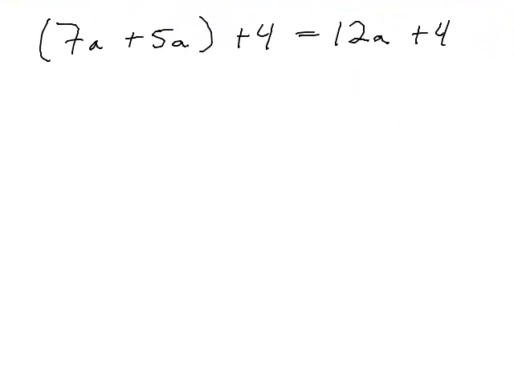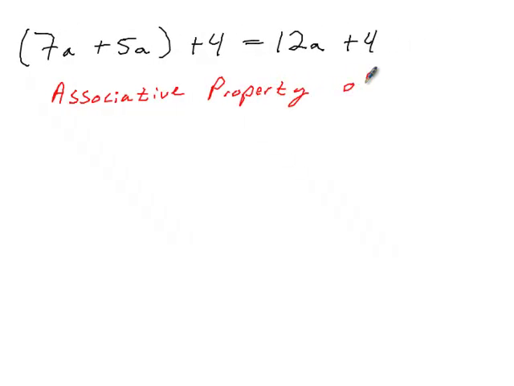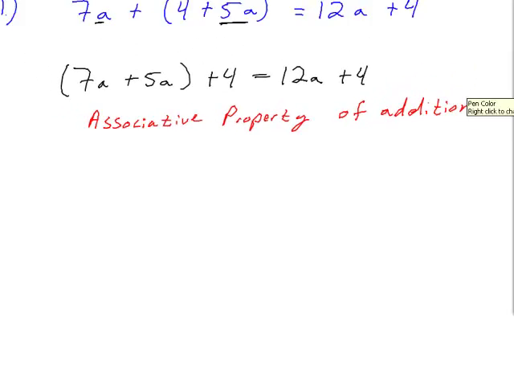Now we have to explain how we were able to do what we did. So what property did I use that says if you have stuff in parentheses and stuff outside, you can change the order inside the parentheses? Well, that property is once again our good friend, the associative property of addition. So for those of you who said it, congratulations, you were spot on. Now we have to finish off.